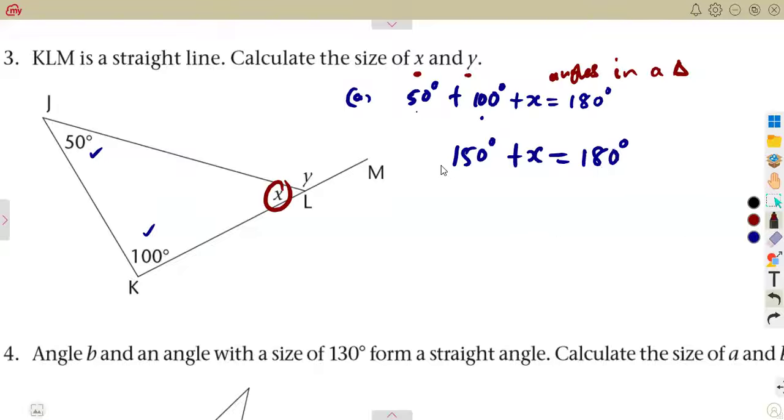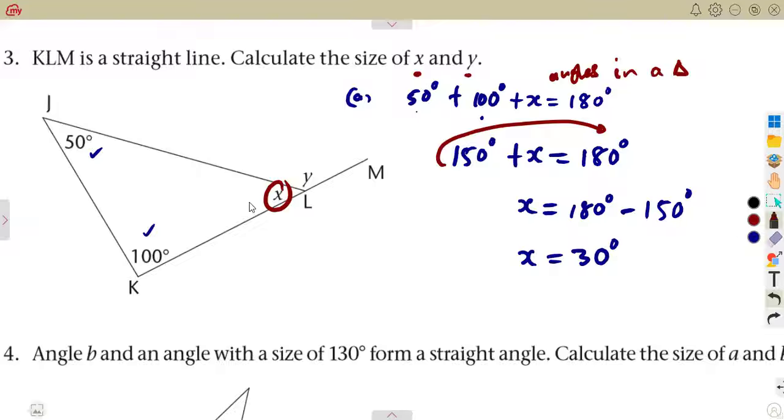So just like previously, we can take the 150 to the other side. It becomes a minus. It was a positive, a minus there. 180 minus 150 degrees. So x is going to be 30 degrees. So that's the angle x here, it is going to be 30 degrees. Okay, so there are many ways that you can calculate these.